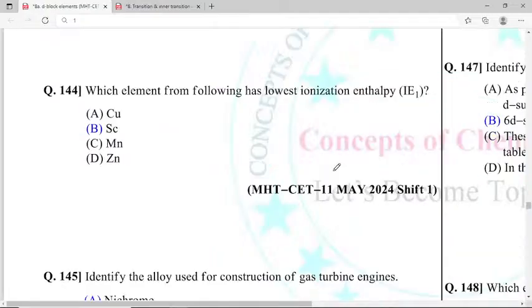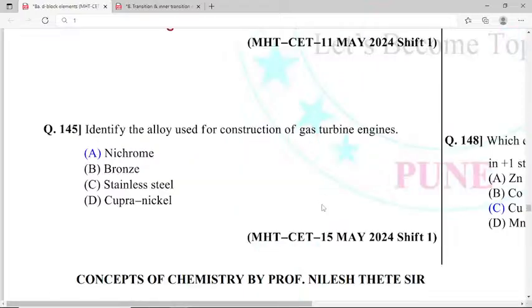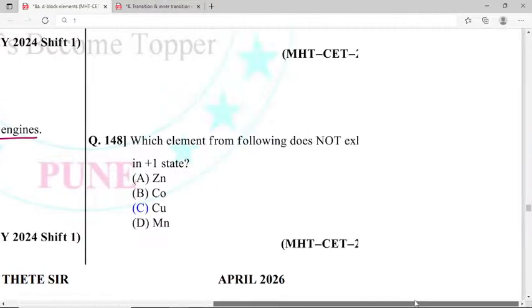Which element from the following has the lowest ionization enthalpy? The lowest ionization enthalpy is scandium, atomic number 21, the first element, and this other one is highest. Identify the alloy used for construction of a gas turbine engine. Nichrome is the answer.